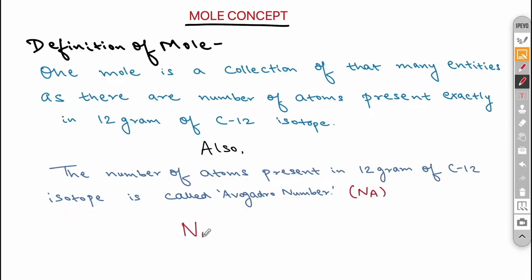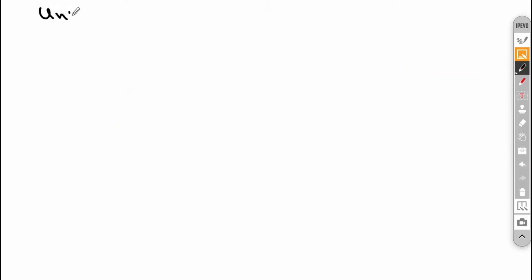The value of Na is 6.022 into 10 raised to power 23. This is very useful number. Remember it. Now moving further, we'll talk about unified mass or atomic mass unit.